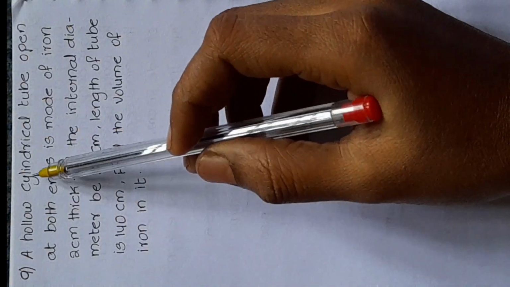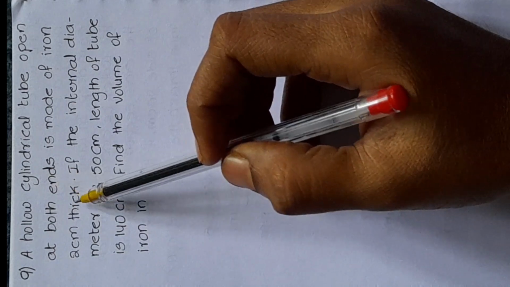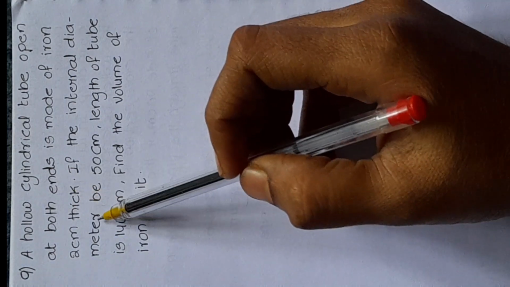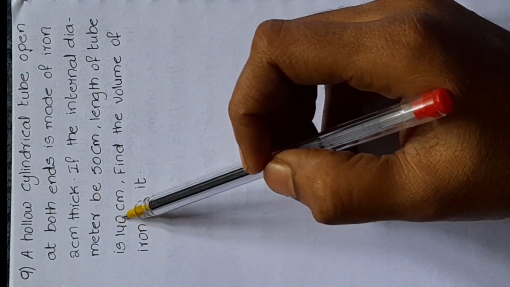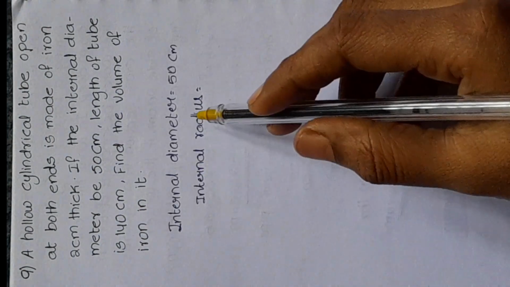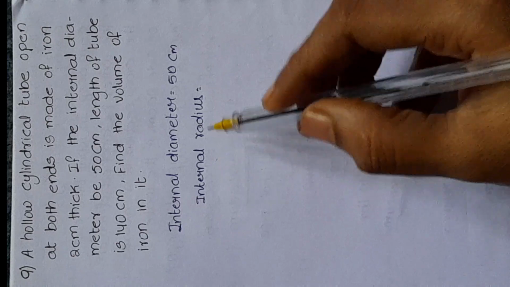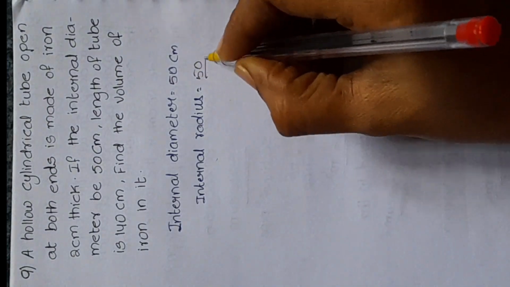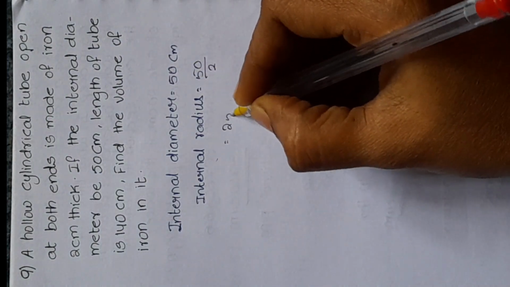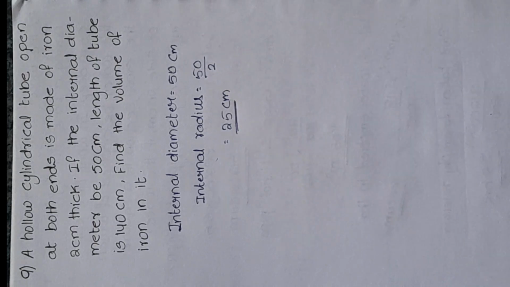Ninth question. A hollow cylindrical tube open at both ends is made of iron 2 centimeters thick. If the internal diameter is 50 centimeters, length of the tube is 140 centimeters. Now find the volume of the iron in it. Here internal diameter is given as 50 centimeters. Now the internal radius is 50 by 2, which is equal to 25 centimeters.